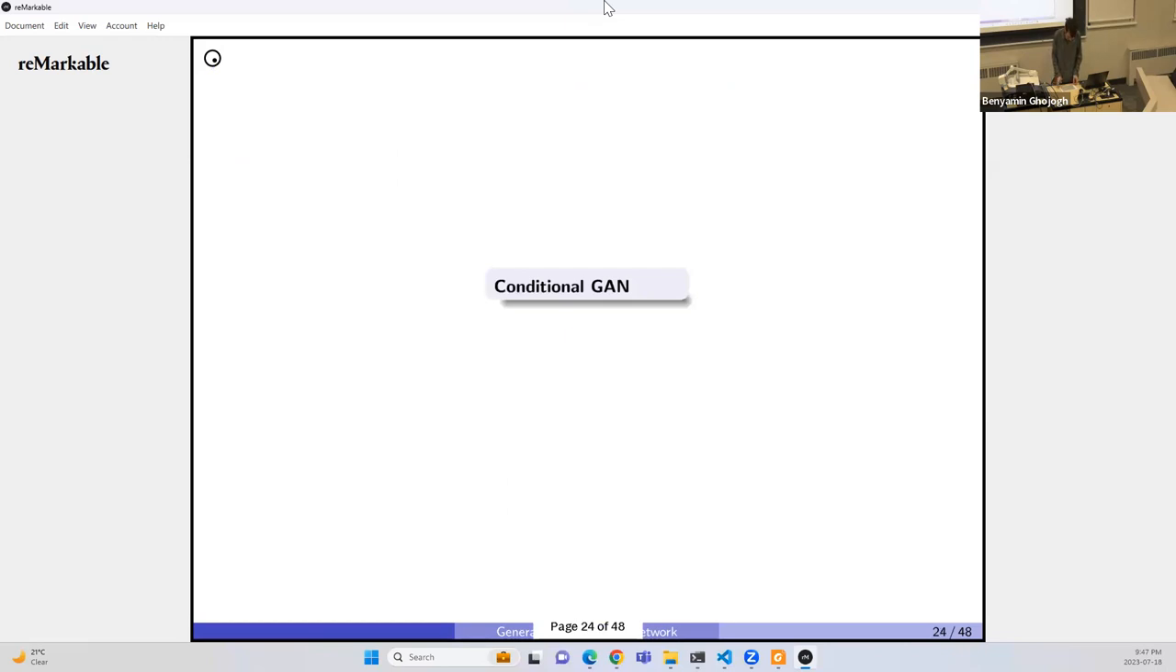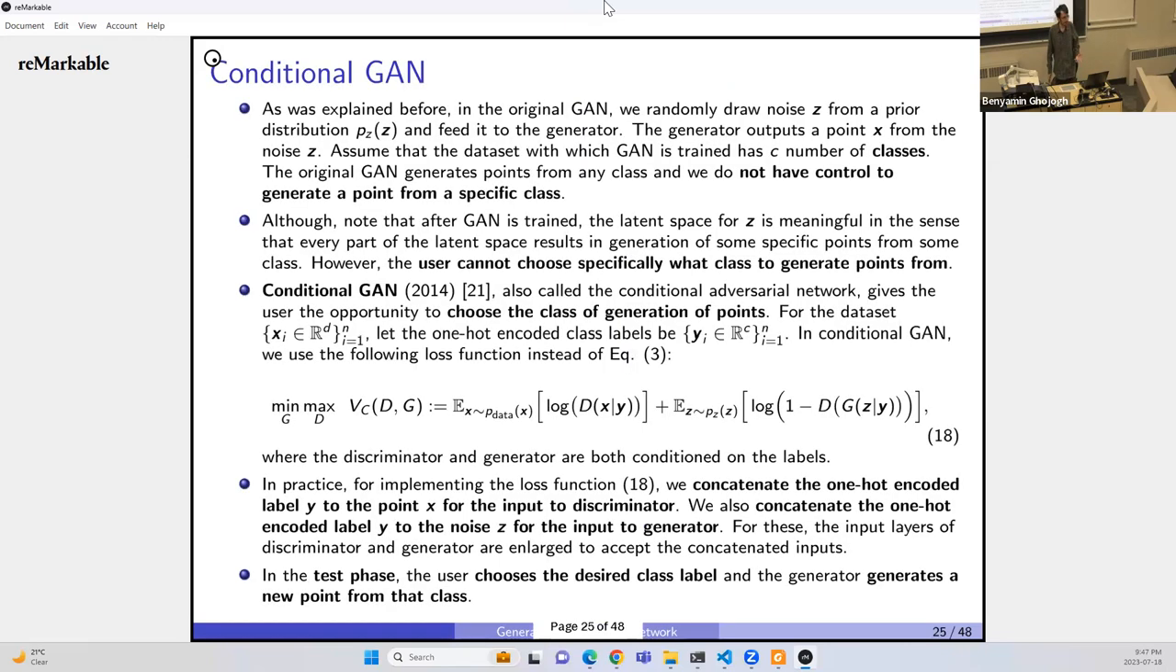Conditional GAN. So GAN was unsupervised. Why? Because you had some generator, you had some discriminator. The generator was outputting the data points, and the discriminator says whether it's real or fake. In the test phase also, we sample some noise, we feed it to the generator, it gives us some data point. It is completely unsupervised. There is no class label.